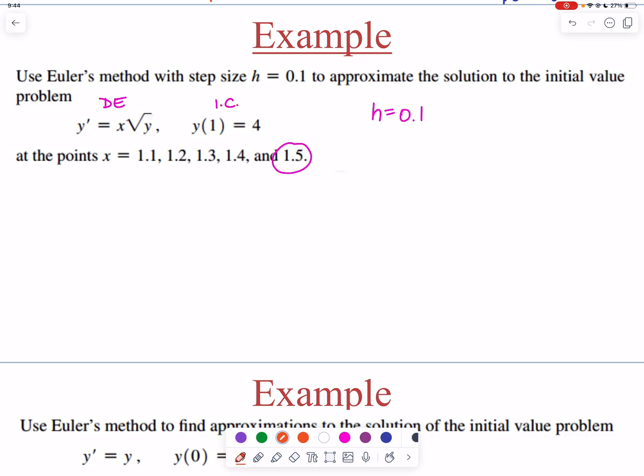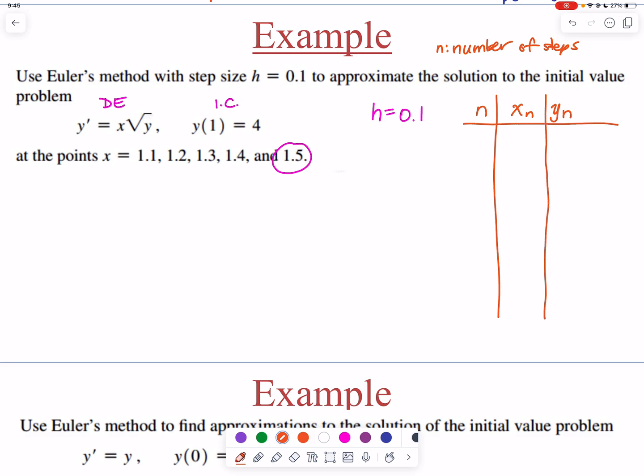I always like to make a table. So I like to make a table of n, which is the number of steps, and then I like to have x sub n and y sub n. And then I like to have that little table with columns here. And I will show you that we will begin at step 0 with our initial condition. X value is 1, Y value is 4. That's this initial condition right here, okay?